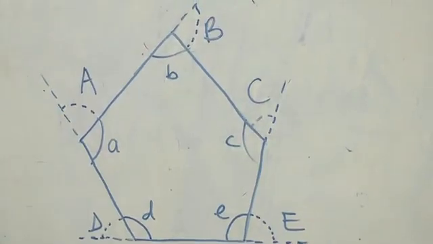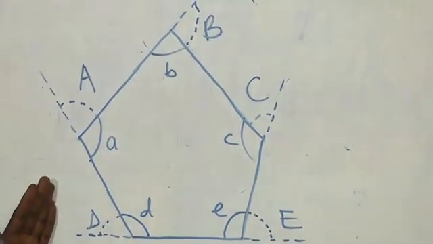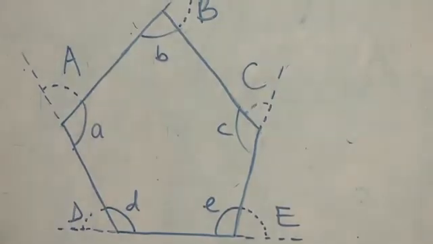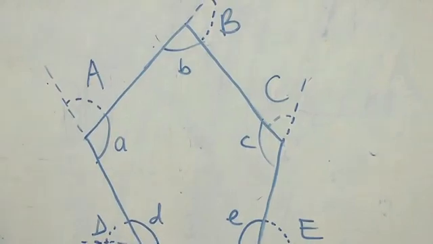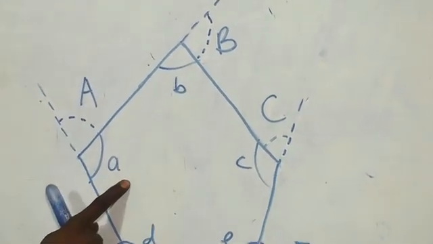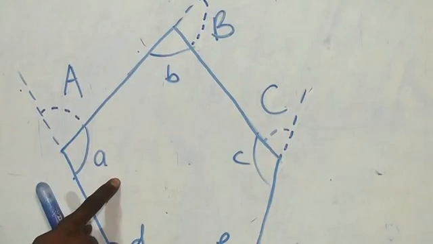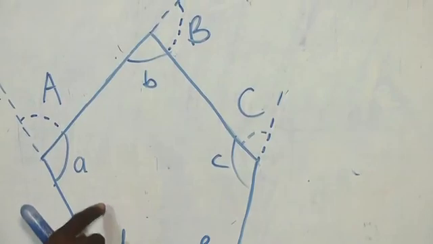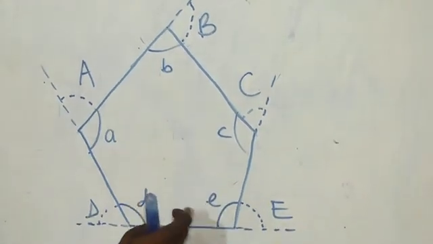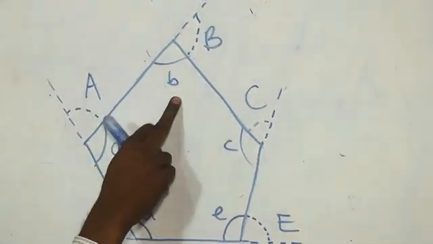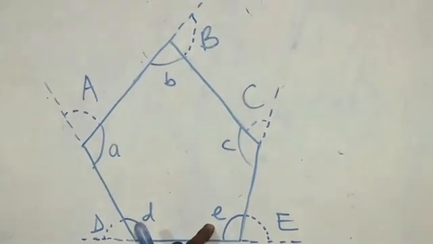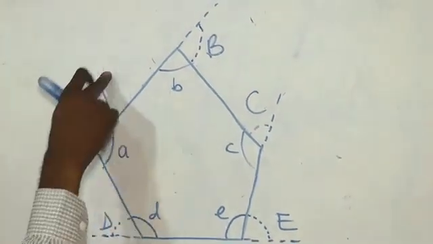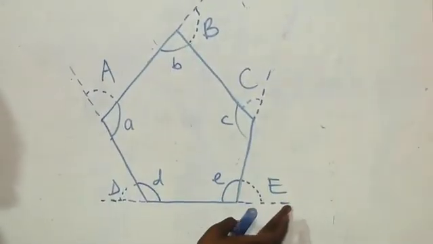Now when you look at this diagram, you discover it is a 5-sided polygon, which is a pentagon. The angles inside are called the interior angles, while the angles outside are called the exterior angles. And what are those angles inside? They are the lowercase labeled angles: a, b, c, d, e. These are the interior angles of this polygon. And then the exterior angles are A, B, C, D, E. That is the uppercase.